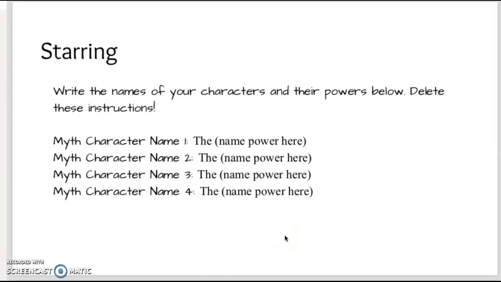Next, you're going to have a starring slide on slide 2. Here you're going to write the names of your mythological characters or gods or creatures and their powers below. After you're done, delete these instructions. You can just fill them in right here.